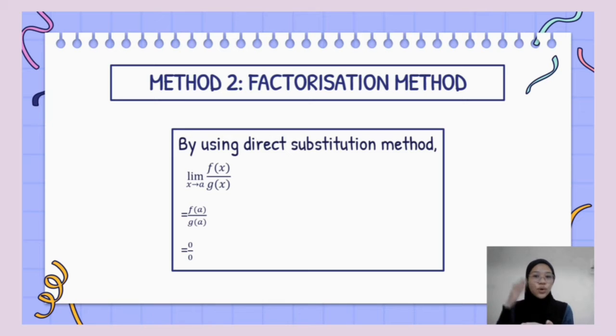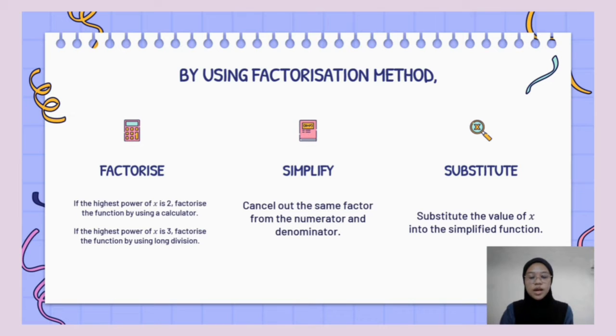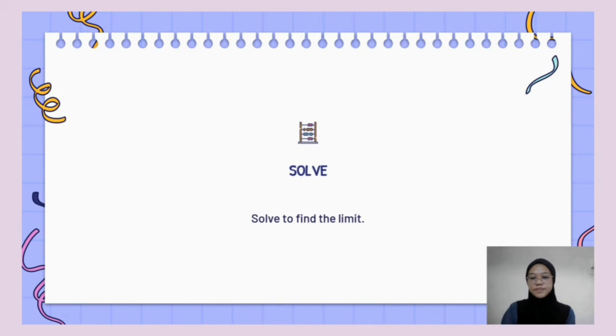If we get 0 over 0 as our answer by using the direct substitution method, then we need to use the second method, which is the factorization method. There are 4 steps that we need to do. The steps are factorize, simplify, substitute, and solve.